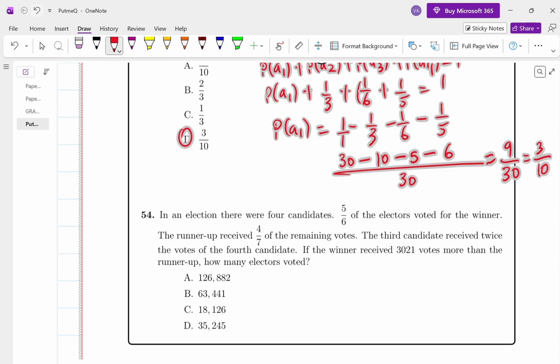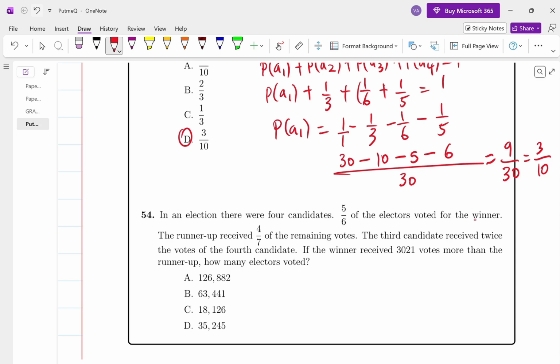In an election, there were 4 candidates. 5 over 6 of the electors voted for the winner. So we already have 5/6 voting for the winner. So what will be remaining? It's going to be 1 over 6, right? Because we have 5 over 6 that have voted for the winner already. So the remaining people will be 1 over 6. Think of it this way. There were 6 people. 5 out of that 6 voted for the winner. So the remaining person, 1 out of 6, is going to be for the remaining people.